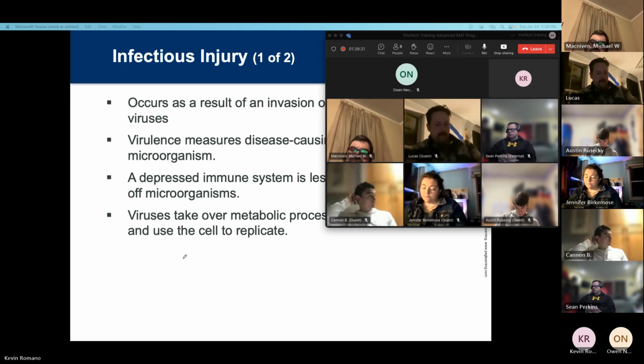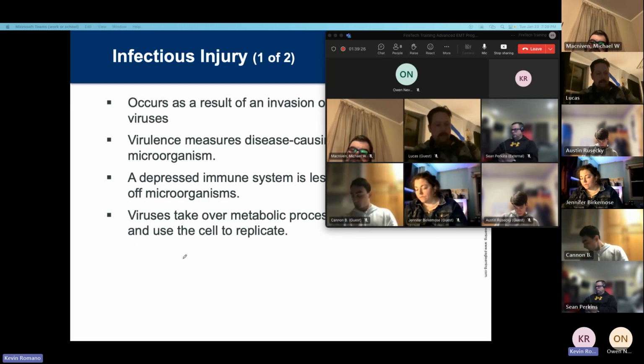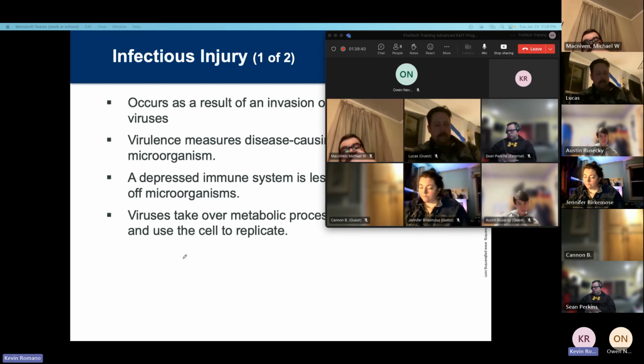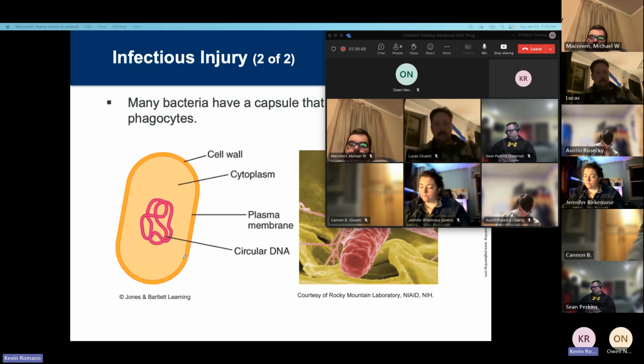Right. So viruses take on the metabolic process of the host cell, and then they use the cell to replicate. A virus consists of a nucleic acid core of RNA or DNA. The viral infection of a host cell leads to decreased synthesis of the macromolecules vital to the host cell. All right, so these are more of our infections. Let me show you the next slide here.